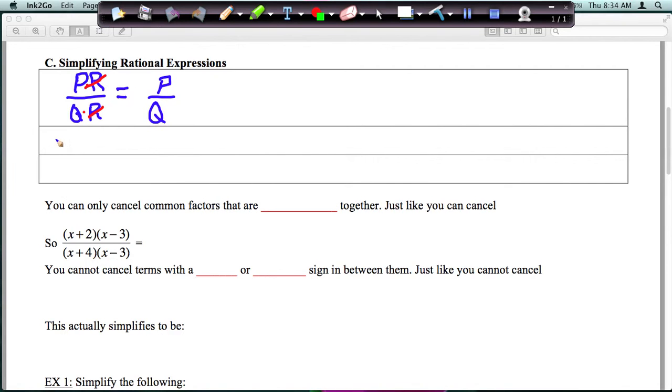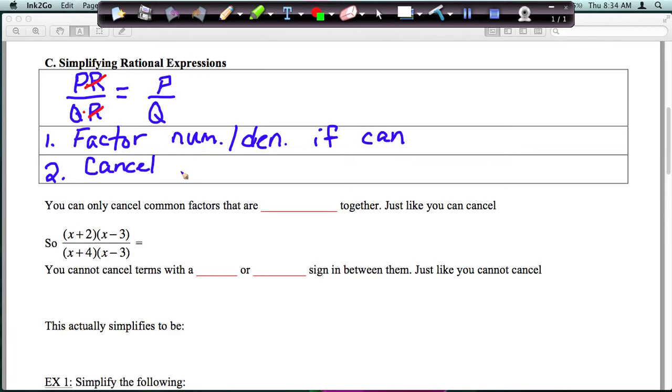Okay, so in order to simplify like that, the first thing you need to do is factor the numerator and/or denominator if you can. You should always do that first. So pull out the GCF. If you can factor a trinomial, do that. Once you've done that, see if you have any common factors you can cancel. So cancel any common factors.